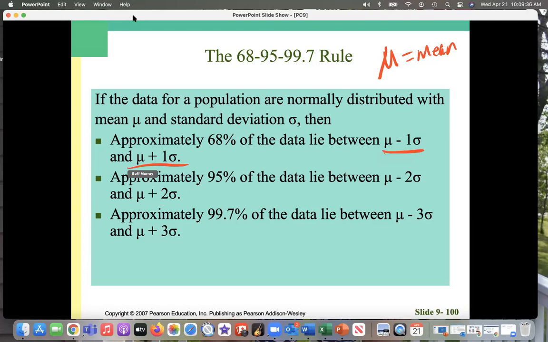95% of the population should fall between 2 standard deviations below the mean and 2 standard deviations above the mean. And lastly, 99.7% of the data values should fall within 3 standard deviations of the mean, plus or minus. Basically, the further away from average you get, the fewer elements that are going to be there.